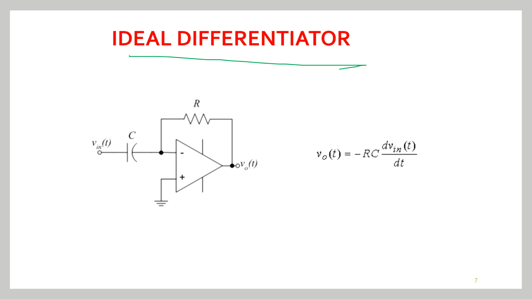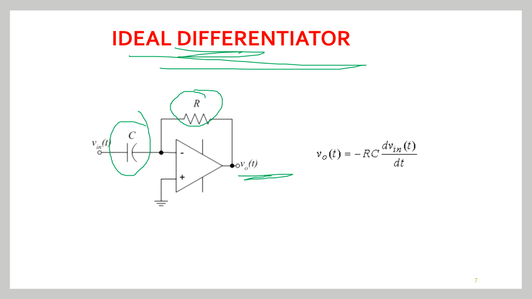This is an ideal differentiator. Let us realize the proportional derivative controller using an op-amp. So this is an ideal differentiator. If it is an integrator, in the feedback part we will have a capacitor. As it is a differentiator, on the input side we have the capacitor. So the output voltage will be the derivative of the input voltage. When you write in the S domain, this will become S into V in of S.